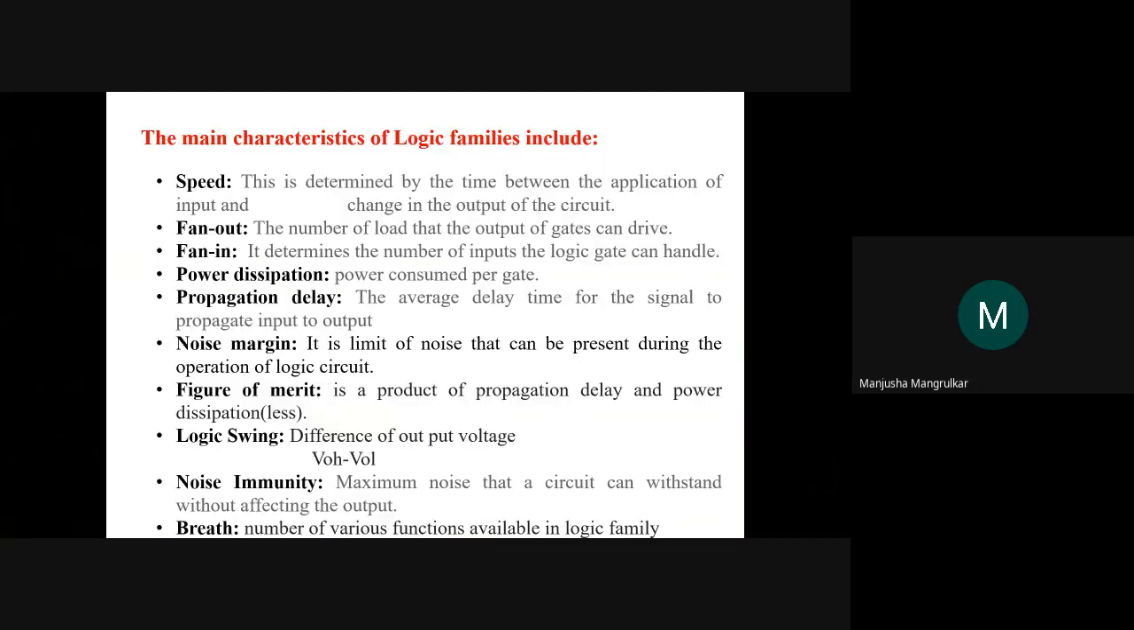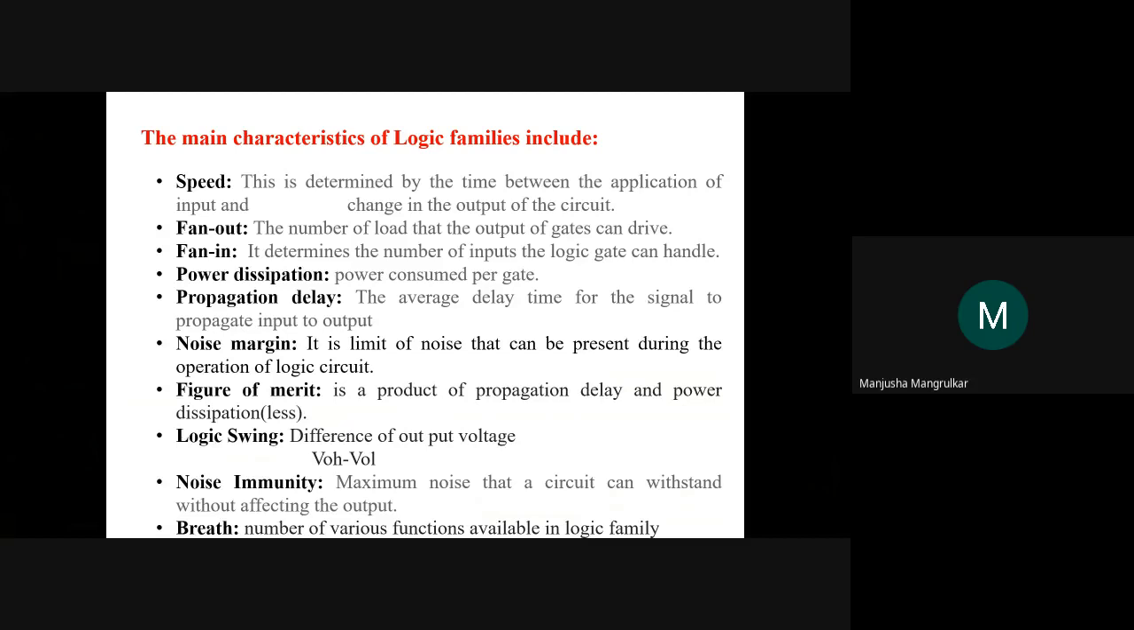The logic family has main characteristics that we need to understand. Speed: this is determined by the time between the application of input and the change in the output of the circuit. Whatever input we give changes the output, and how much time is taken from input to change in output is called the speed. Fan out: the number of loads that the output of a gate can drive. Suppose there are three or four gates, the output of the first gate is the input of another gate, so that gate has to drive.